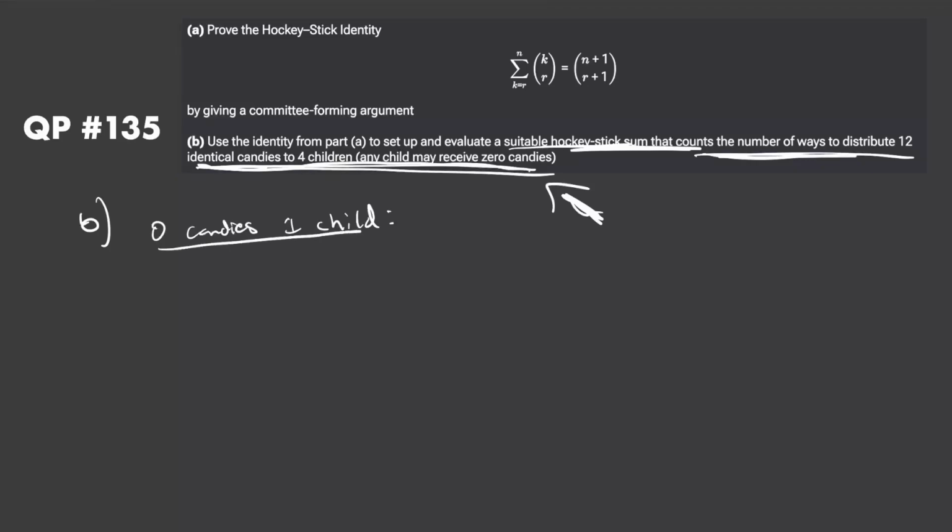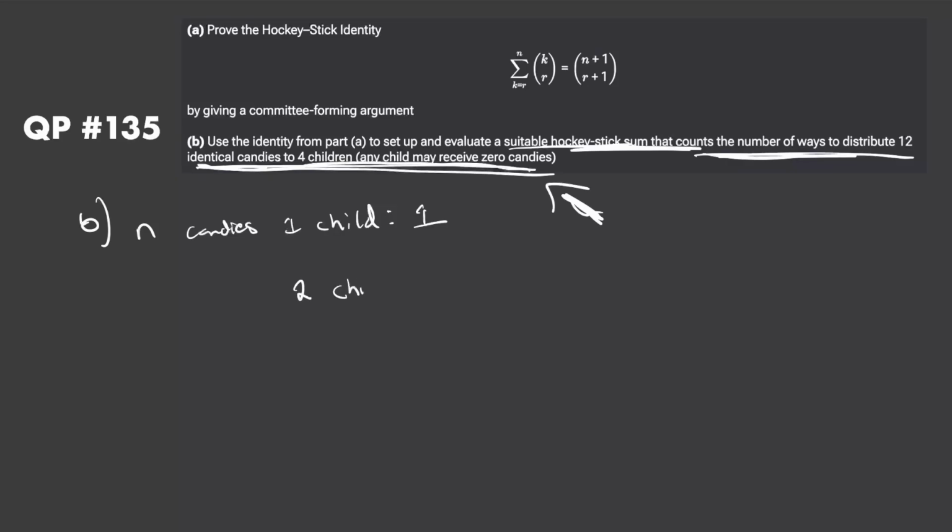So let's start with 0 candies and 1 child. How many ways can I distribute 0 candies to 1 child? Obviously, 1 way. Now, how many ways can I distribute 1 candy to 1 child? Well, obviously, just 1 way. I can give them the whole candy. Now, how many ways can I distribute 2 candies to 1 child? 1 way. So in general, the number of ways to distribute n candies to 1 child is going to be 1.